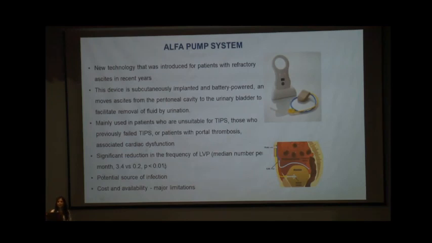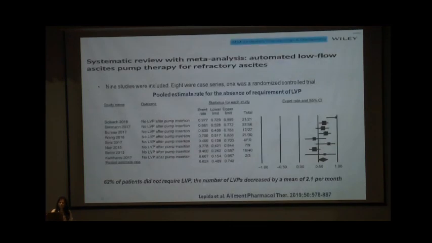will not improve the pathophysiology, but it will just enable the reduction in the need to travel to the hospital setting for the large volume paracentesis. So let's look at the data for the alpha pump, and this was a systematic review with a meta-analysis, which included 9 studies, 8 were case series, and 1 was a randomized controlled trial. And as expected, in all these studies, 62%, 2/3 of these patients did not require any LVP after the placement of this device in the peritoneal cavity. And this was very quickly seen. The results were observed at a median of 2 months after placement.